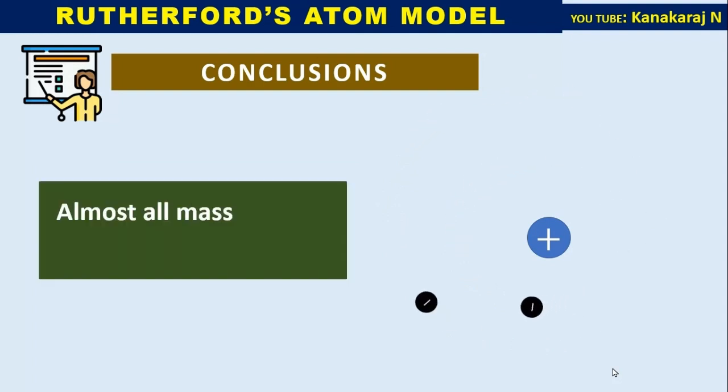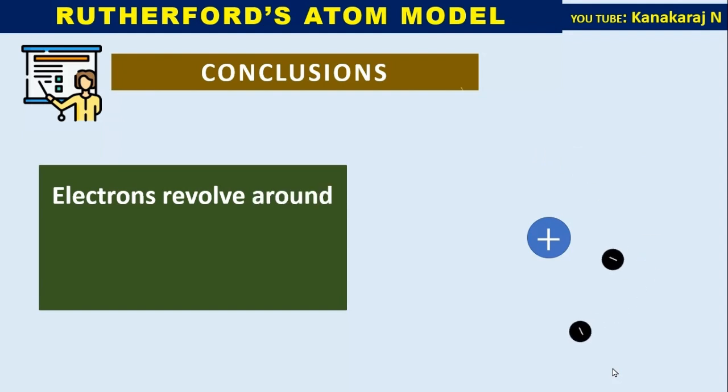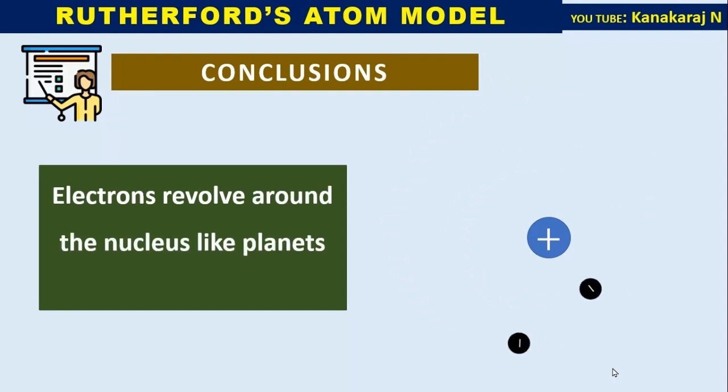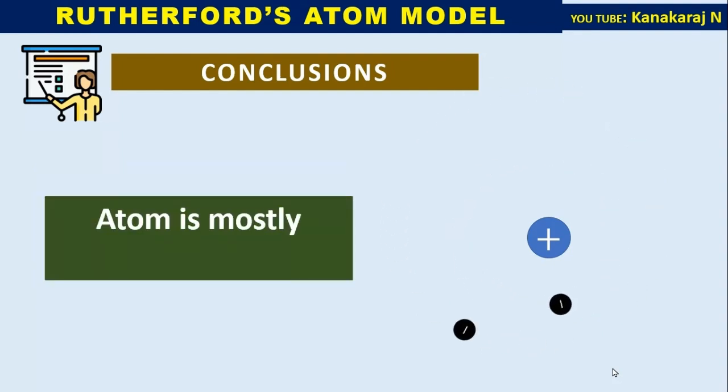Almost all the mass is in the nucleus. Electrons revolve around the nucleus like planets around the sun. The atom is mostly empty space.